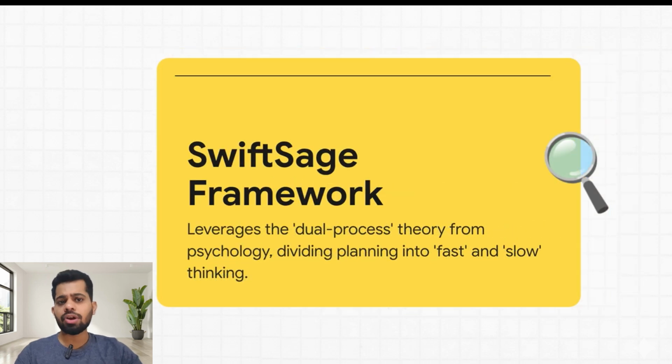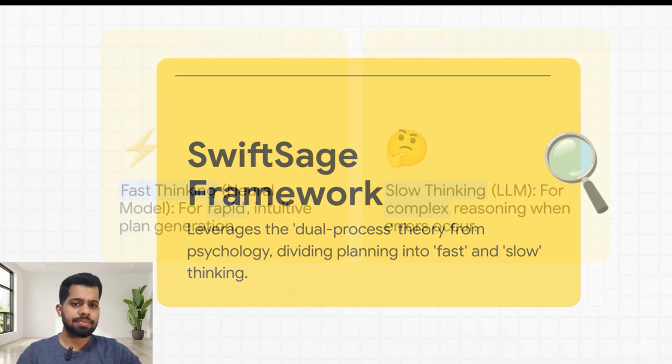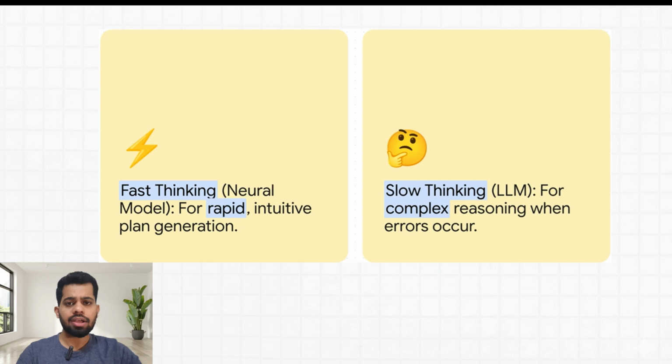The most fascinating framework of all is one called SwiftSage. It's built on a famous idea from psychology called dual process theory, which says we have two different ways of thinking. It uses a super efficient neural planner for fast thinking that makes all the quick, intuitive decisions. While that model does most of the heavy lifting, when it hits a wall or runs into an error it cannot solve, it calls for backup. And that's when the LLM, with its powerful slow thinking ability, is brought in to do the deep, careful, complex reasoning needed to figure out the problem and get things back on track.